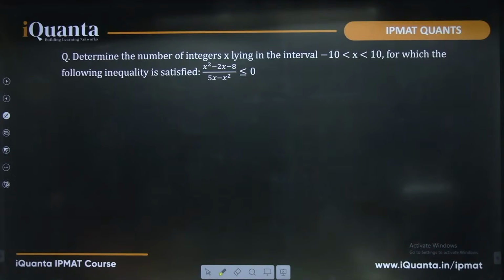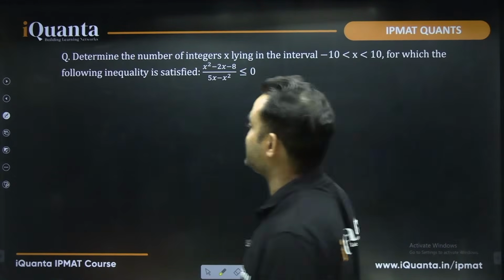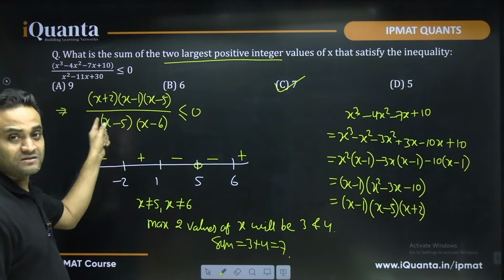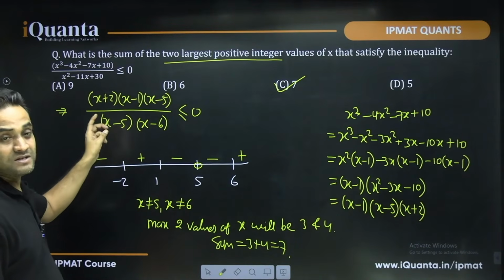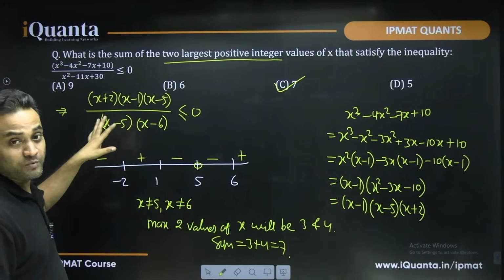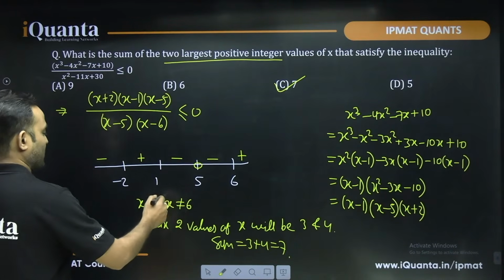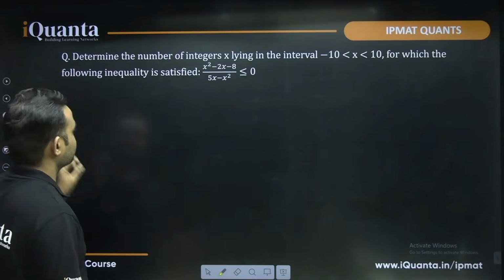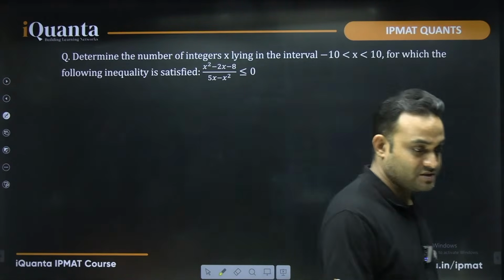Kumari Ayushi, 5 is excluded because 5 is in the denominator. The denominator will become 0, right? Then the result will become indeterminate. So you cannot take 0 in the denominator. That's why x cannot be equal to 5. See, I have written it here. x cannot be 5, x cannot be 6. The denominator should not be 0.